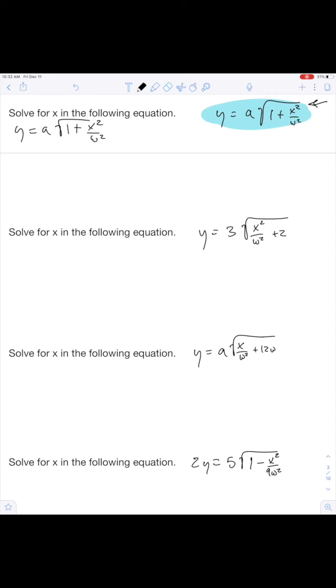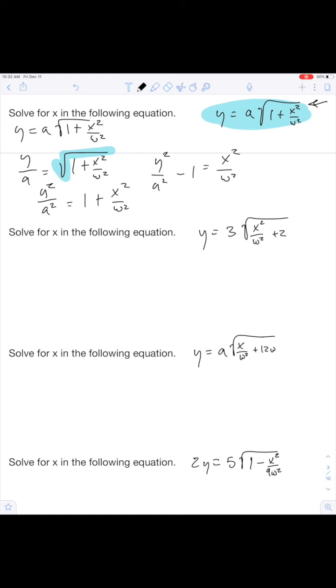First thing, we divide by the a, get rid of that. So it's y over a equals the square root of 1 plus x squared over w squared. To get rid of this square root, we have to square everything. So now we have y squared over a squared equals 1 plus x squared over w squared. Let's get rid of the 1. Okay, so we have y squared over a squared minus 1 equals x squared over w squared.